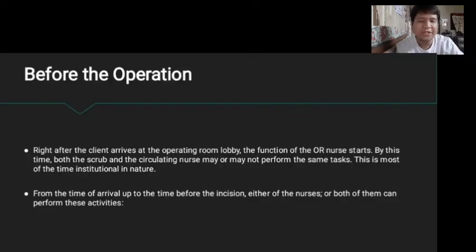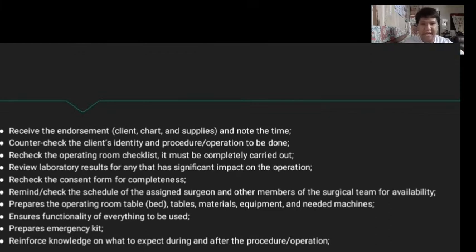So the function and purpose of the nurses before the operation. Before the operation, right after the client arrives at the OR or the lobby, when the nurse gives the patient to the operating room, the function of the OR nurse starts. So this is how it starts. By this time, the scrub and the circulating nurse may not perform the same task, but this is the most time-consuming in nature. So from the time of arrival to the time of incision, both of them can perform their activities.